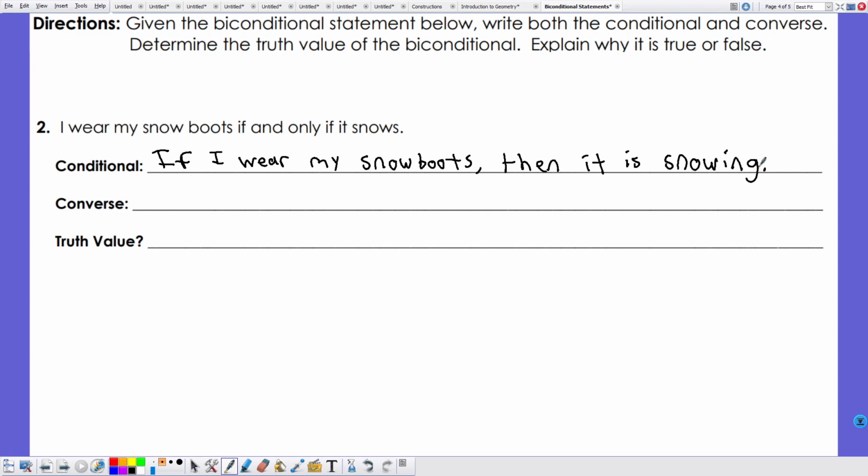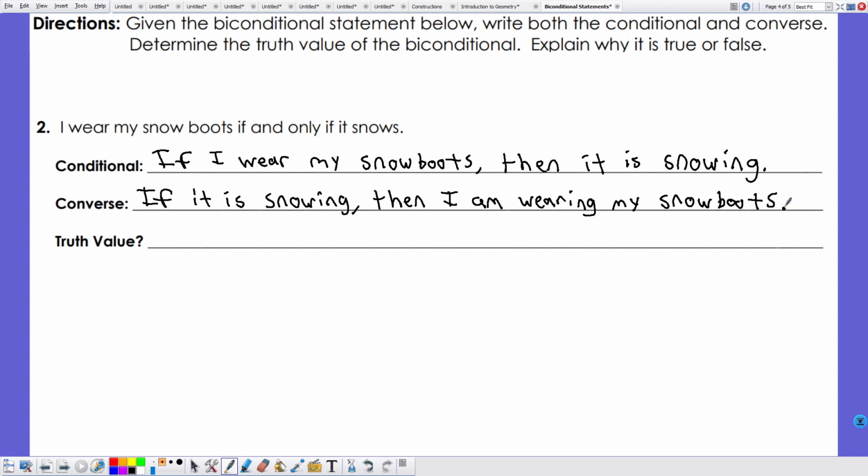So the converse, again, just the opposite direction. So we say if it is snowing, then I am wearing my snow boots.